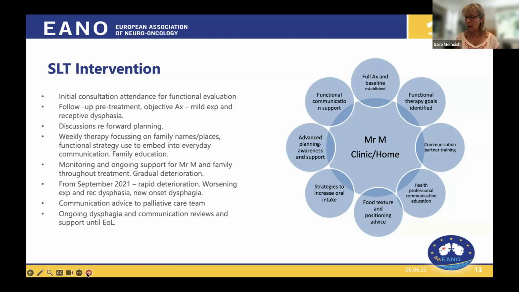But being able to give the high levels of support to the family at this time really supported them with this. In the UK, SLTs are often not involved in palliative care teams, and community teams are unable to respond quickly enough. So I was lucky in my role that I was able to support all the way through from diagnosis to end of life. The patient passed away peacefully at home just under a year after diagnosis.